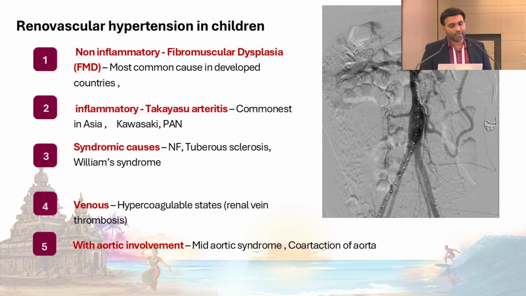The causes are multiple, and we can classify them into inflammatory and non-inflammatory, because the management is entirely different in inflammatory causes of renovascular hypertension versus non-inflammatory causes. So inflammatory, the classical subtype is Takayasu disease, and next comes Kawasaki and polyarteritis nodosa. The most common is Takayasu arteritis. And next, in the non-inflammatory category is fibromuscular dysplasia. That's a classical prototype. And we have syndromic causes like tuberous sclerosis. The most common we see is neurofibromatosis.